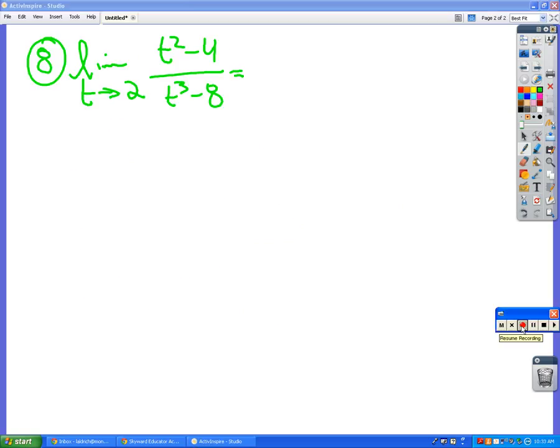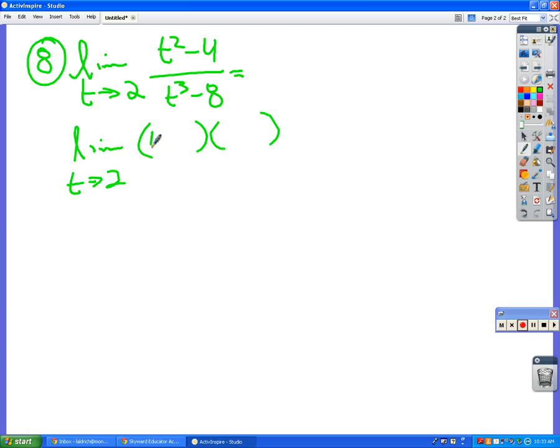All right, so your first thing that you should try and do always is just plug in the value. And of course you can't in this case because you get 0 on the bottom. So now we're going to do some algebra. So you know that t squared minus 4 factors into t plus 2 times t minus 2.